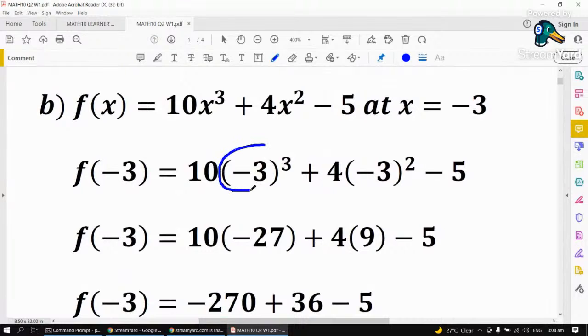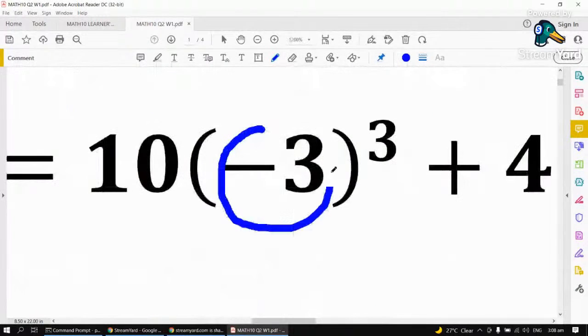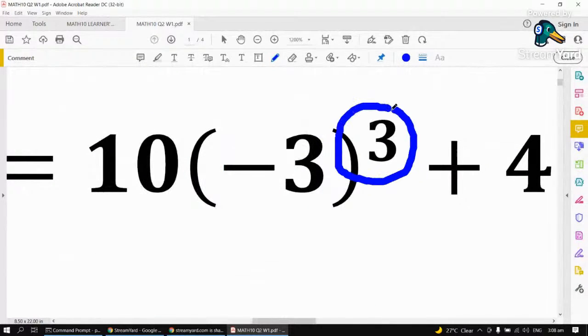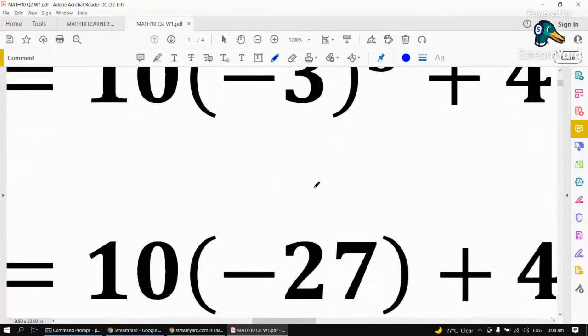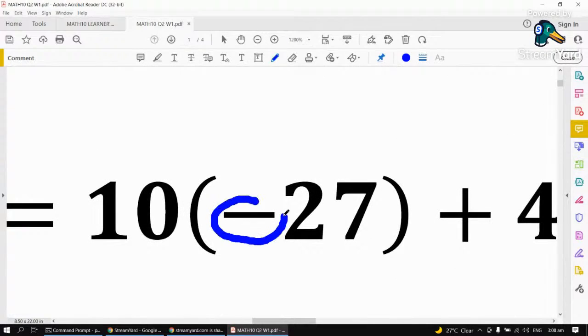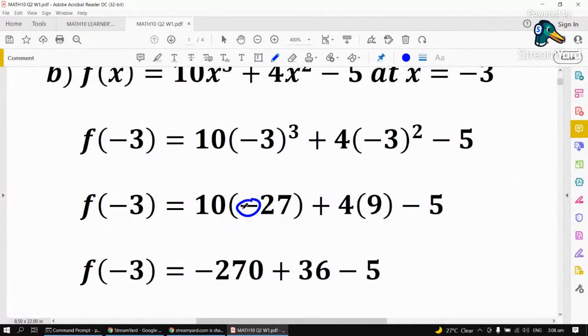Okay, so negative 3 cube. So, unang-una, negative 'to. And then, ang ating exponent is odd number. So, ibig sabihin, ang sagot natin ay magiging negative din. And then, 3 times 3 is 9. 9 times 3 is 27. Okay? So, that's why negative 27 'to.